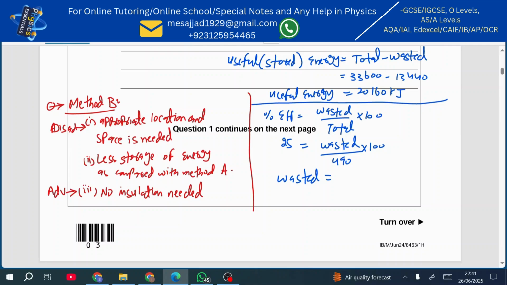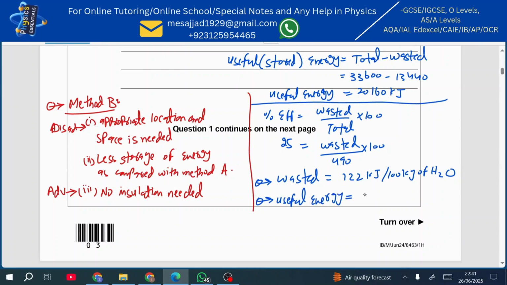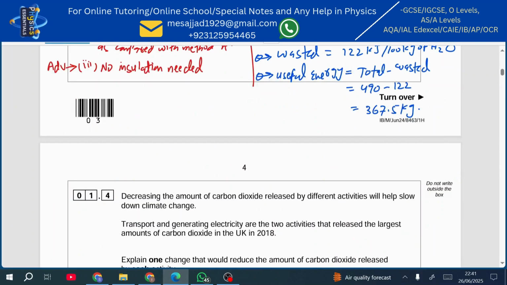is going to be equal to 122 kilojoules per 100 kg of water. Okay, and your useful energy is going to be equal to total minus wasted once again, and your total is 490 minus 122, so the answer is going to be 367.5 kg. So that was 1.3.